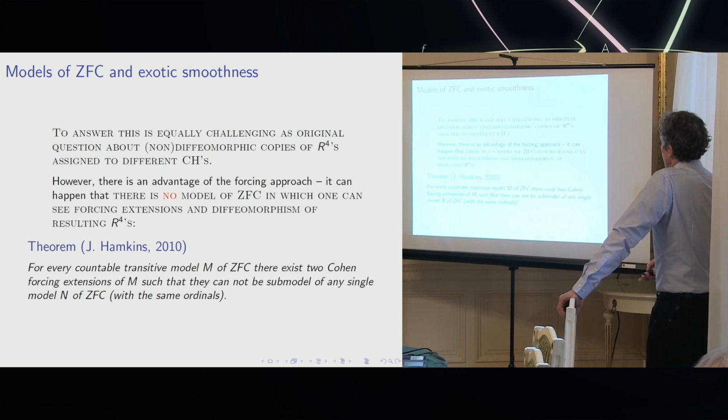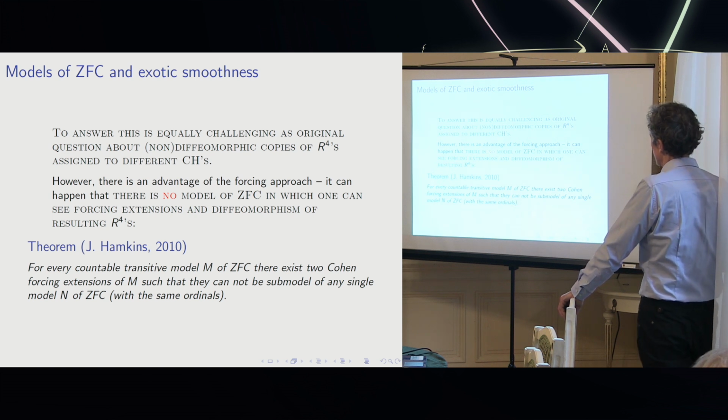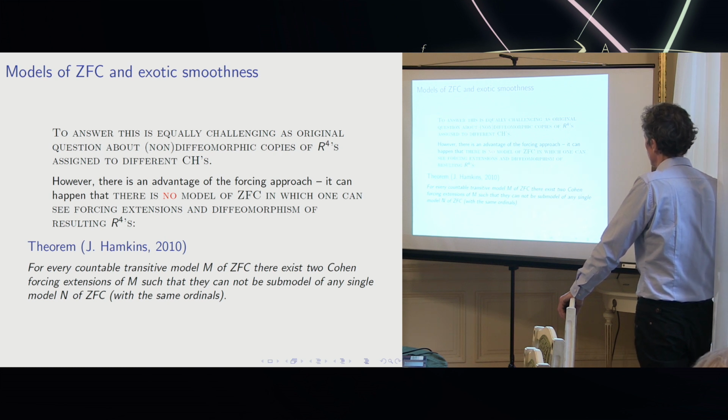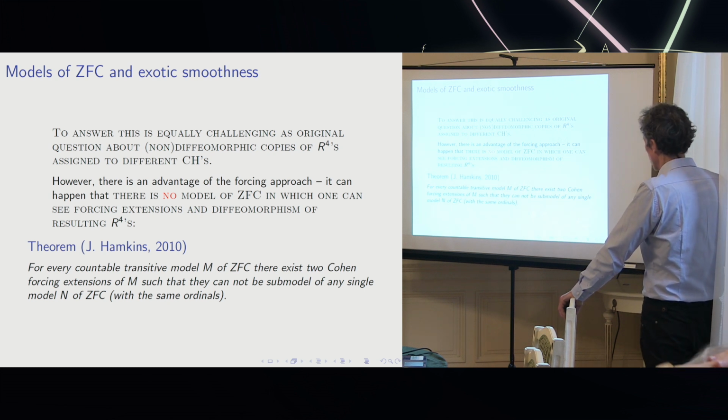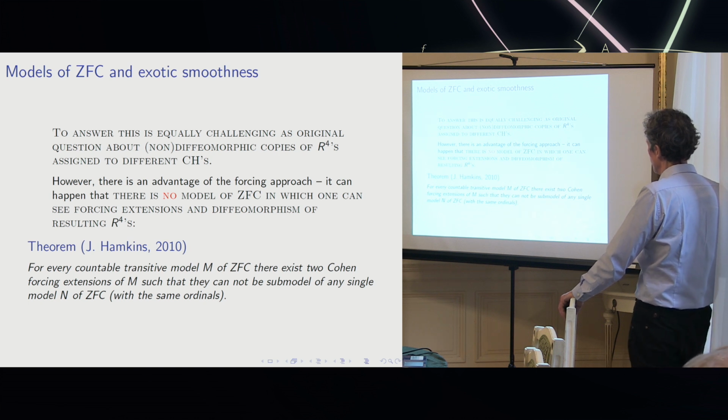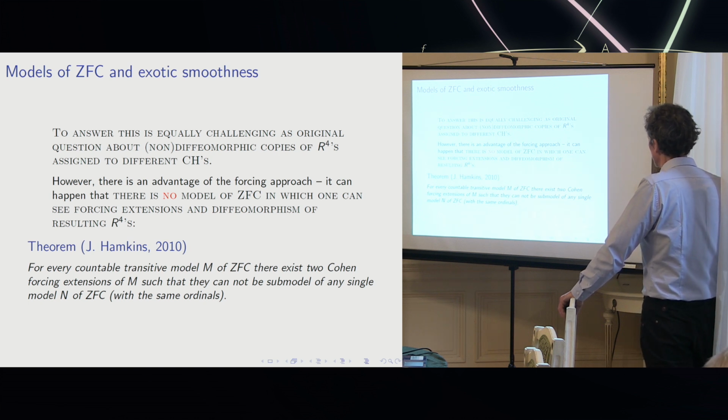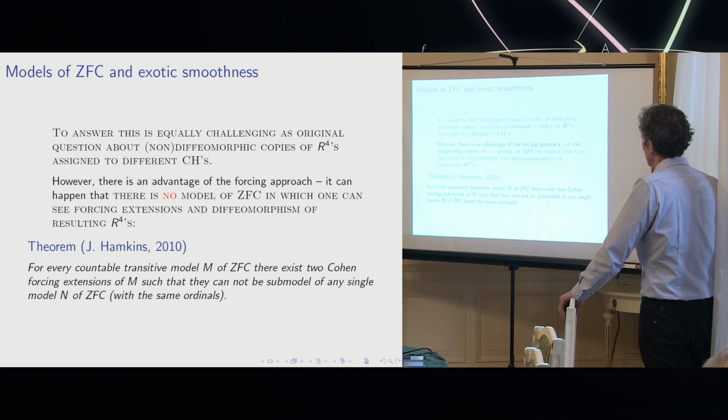But there is one profit from using the forcing approach and countable model here. Namely, this is Hamkins' theorem, stating that it can happen that there is no model of ZFC in which one can see forcing extension and diffeomorphism of the resulting R4. The theorem is stated here. For every countable transitive model M of ZFC, there always exist two forcing extensions of M, such that they cannot be submodels of any single model N of ZFC with the same ordinals. This is the limitation of this procedure.